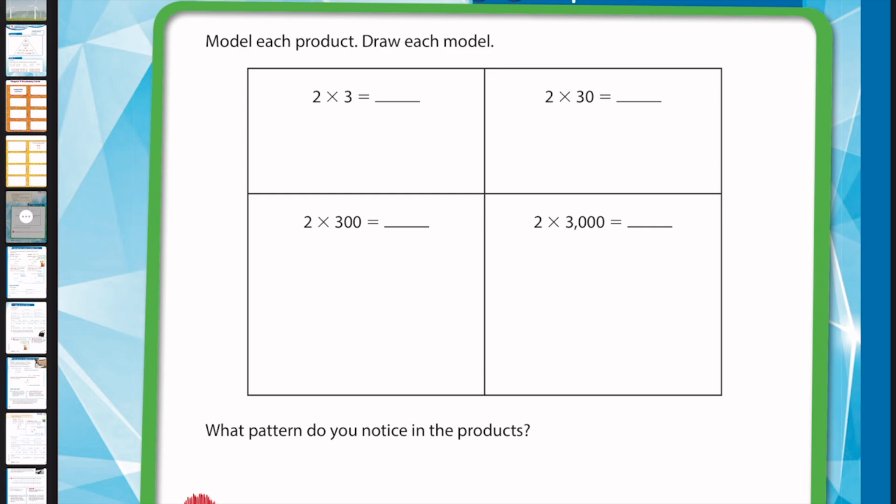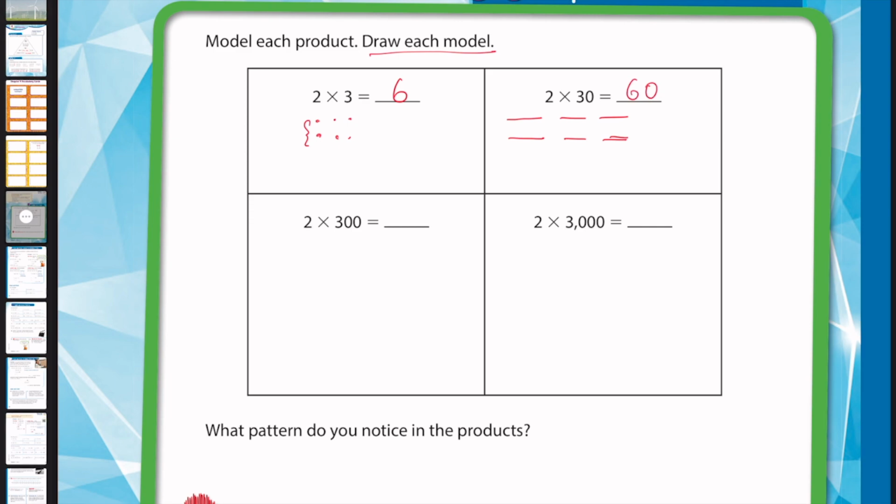2 times 3, that means what? 2 rows of 3. Since they were asking us to draw this model, we need to draw this array, okay? And that's going to be 6. Okay, 2 times 30. So now I'm going to use the longs, which are sticks, which means what? Tens, okay? So here, 2 rows of 10, and then 3 in each row. So that's going to be 60.